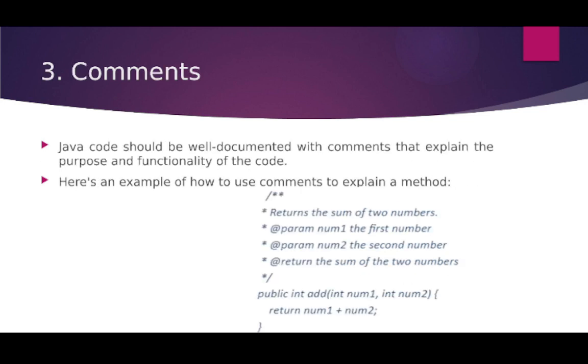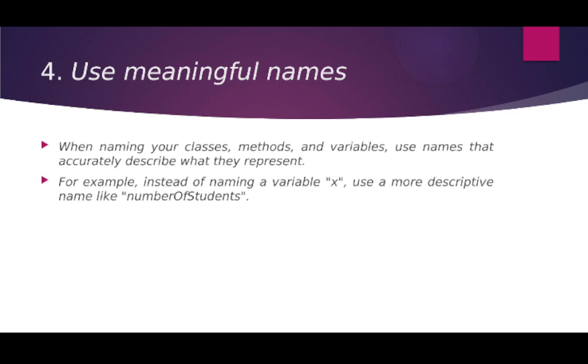Java code should be well documented with comments that explain the purpose and functionality of the code. Here is an example of how to use comments to explain a method. When naming your classes, methods, and variables, use names that accurately describe what they represent. For example, instead of naming a variable x, use a more descriptive name like numberOfStudents.